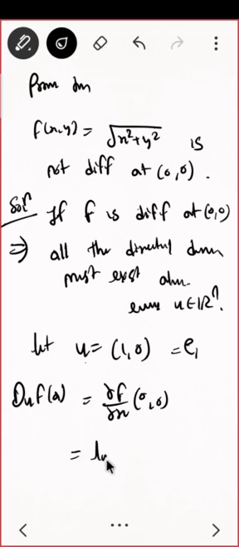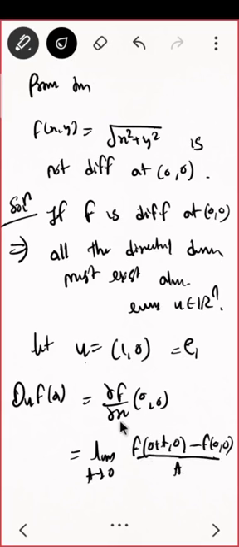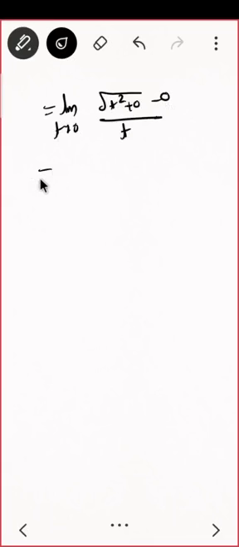Do you remember? It is the limit as t tends to 0 of f of 0 plus t comma 0 minus f of 0 0, upon t. Correct. If we had done it with respect to y, then it would be 0 comma t here. Now let us see what comes. This will be square root of t square. That is the limit as t tends to 0 of square root of t square plus 0 minus 0 upon t. That means what? What is root of t square? Yes, root of t square is mod t, so mod t upon t.